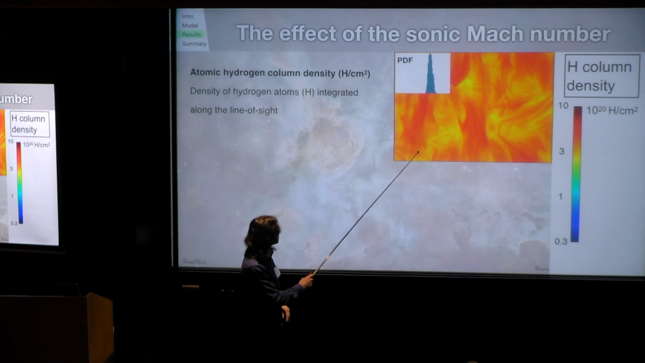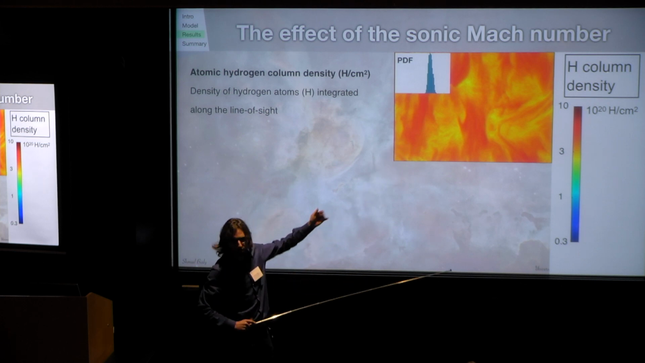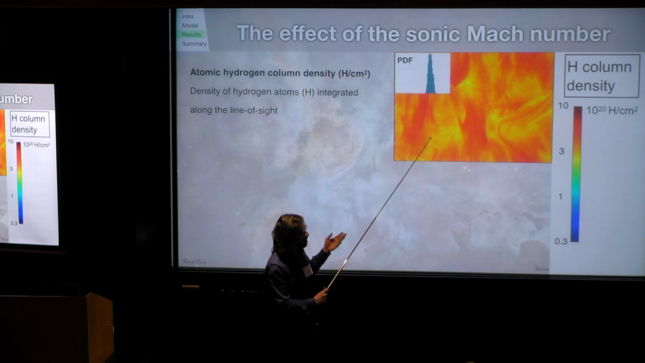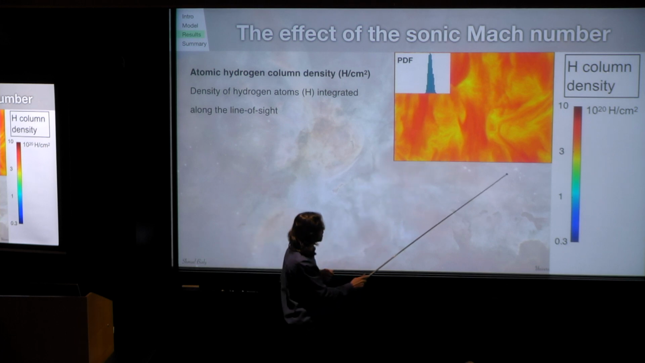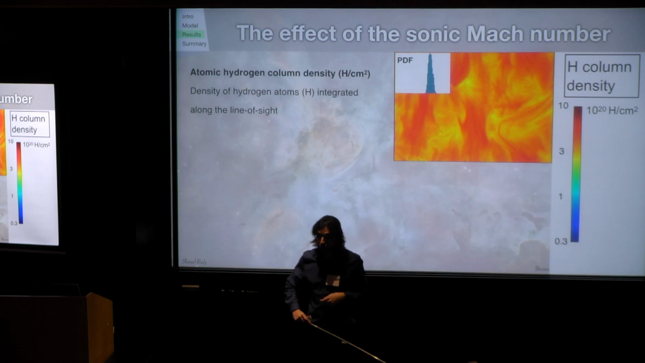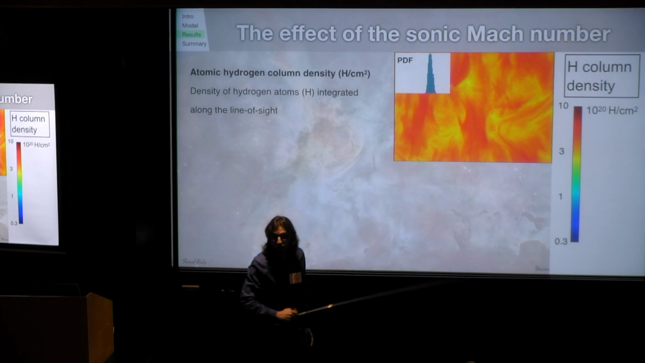So that's the number of H atoms per centimeter square integrated along one line of sight. And you see some amount of fluctuations. Typical numbers are like 10 to the 20 atoms per centimeter square. And that's the PDF. It's quite narrow.